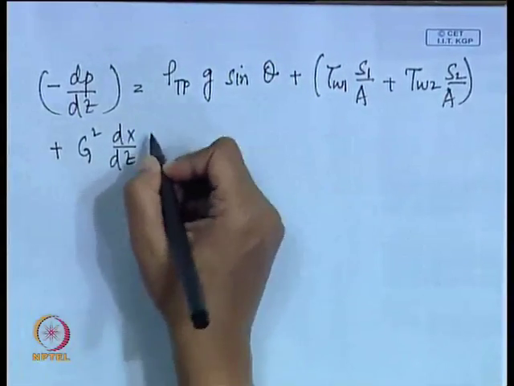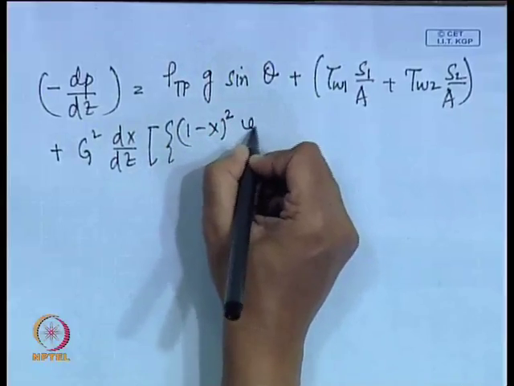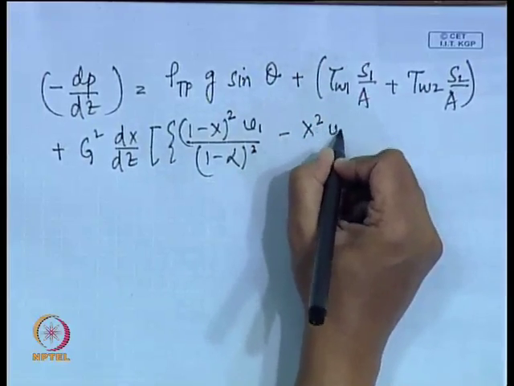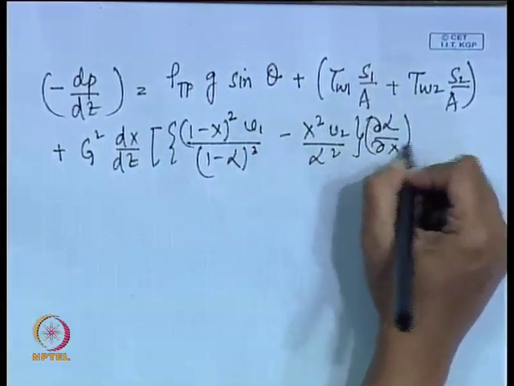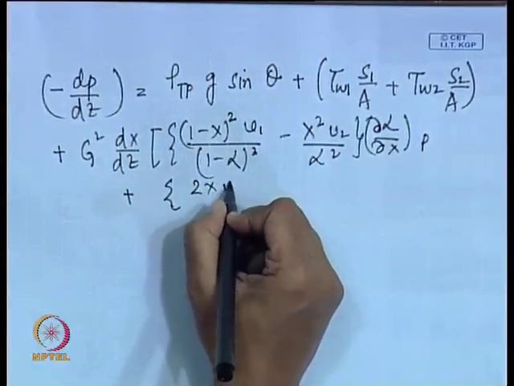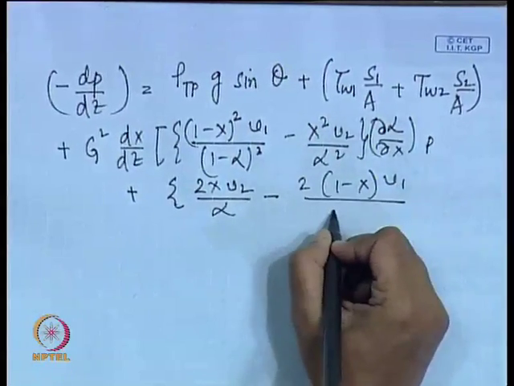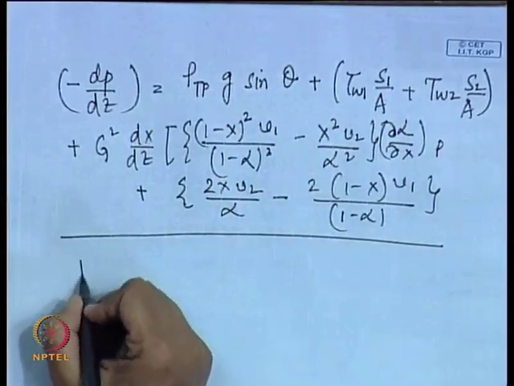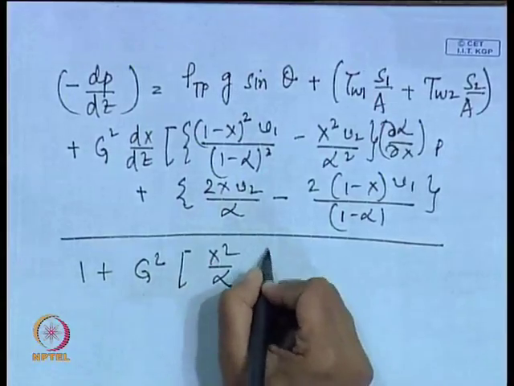Again the same thing, I am just writing it down, so that if I have made a mistake or you have made a mistake in the previous expression, at least you can see and correct it here. Del alpha del x at constant p plus 2x v 2 by alpha minus 2 into 1 minus x v 1 by 1 minus alpha, this divided by 1 plus g square, whatever was there.